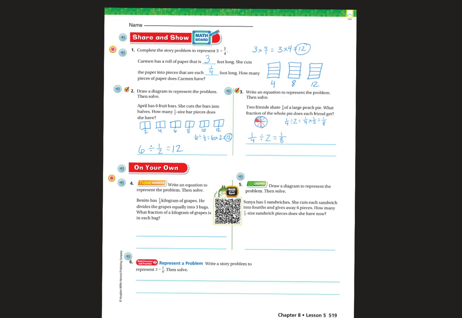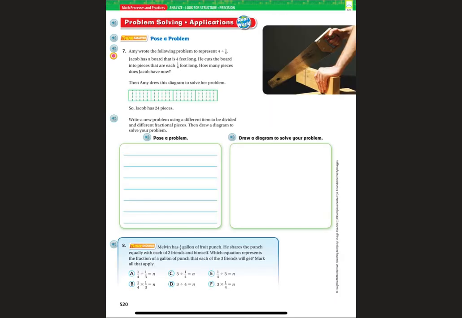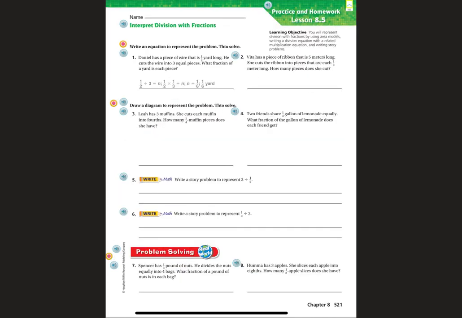Try to finish page 519 on your own. If you have any questions, raise your hand and I'll come around to help you. Then I want you to go ahead and complete page 520 also on your own. Again, if you have any questions, raise your hand and I will come around to help you. Once you're finished with both of those pages, please tear out page 521, which is your homework, as well as Think Central Lesson 8.5. Good luck.